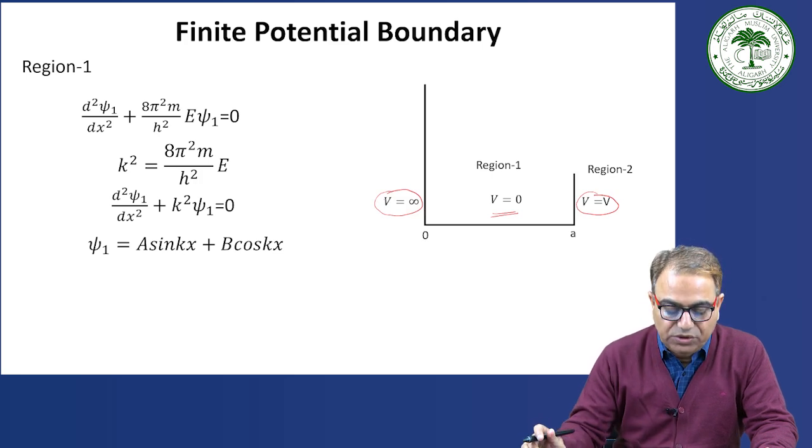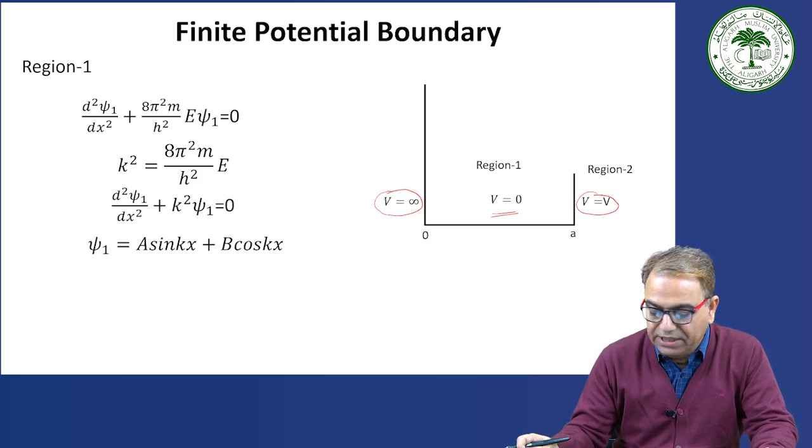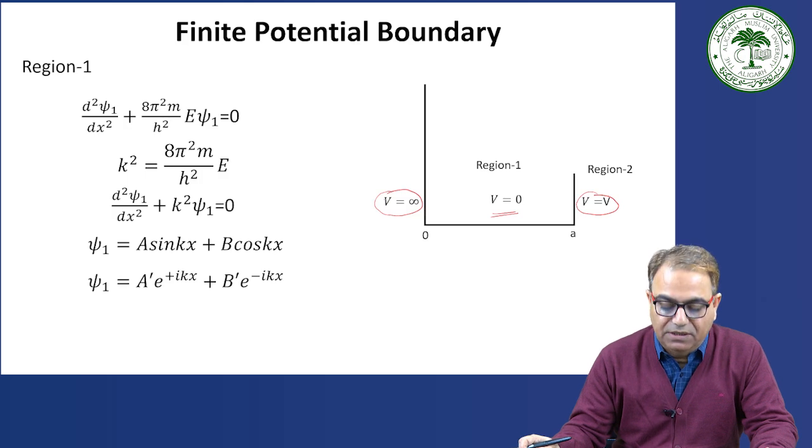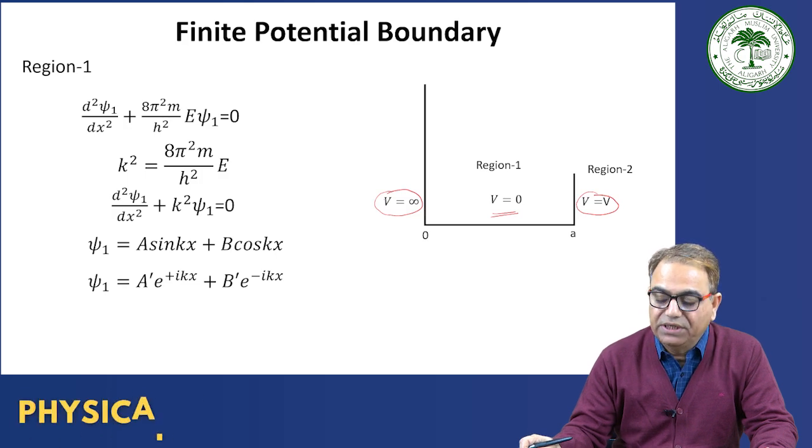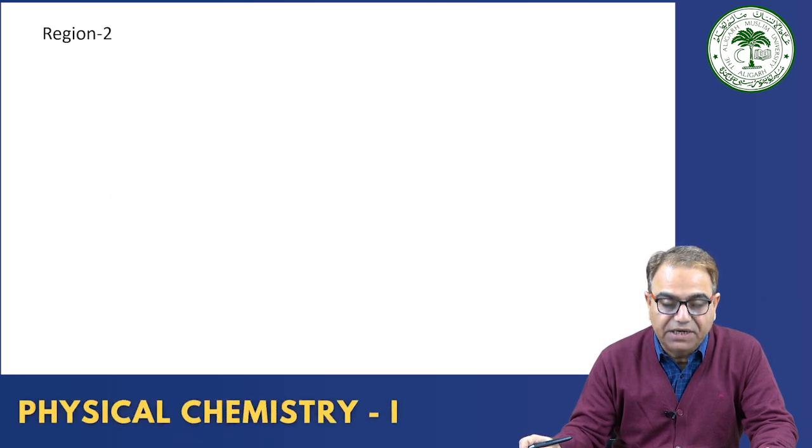So you can have a solution like a sin kx plus b cos kx, which we did earlier also, and in terms of exponential function we can write a prime exponential plus ikx plus b prime exponential minus ikx as the solution of this Schrodinger wave equation. So psi 1 is the wave function for region 1.